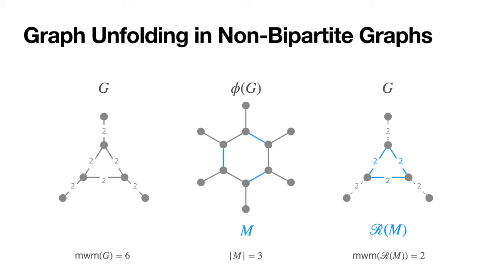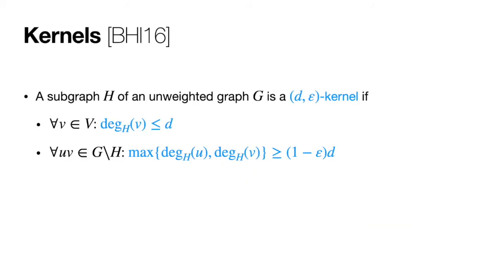Fortunately, dynamic graph algorithms don't typically maintain just matchings. They maintain more complicated structures that, as we will show, are resilient to this refolding loss. For example, the 1/2 approximate polylog n update time algorithm maintains a subgraph called a kernel, which I'll now define. A kernel is a subgraph with 2 parameters, d and epsilon. D epsilon kernels satisfy the following 2 properties.